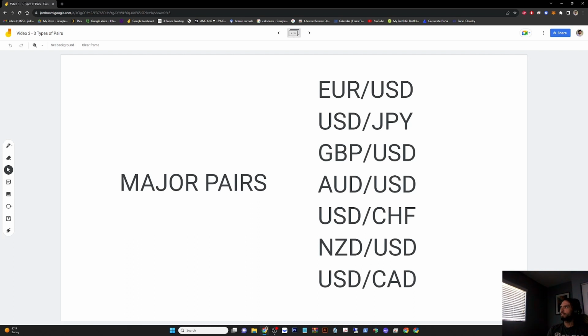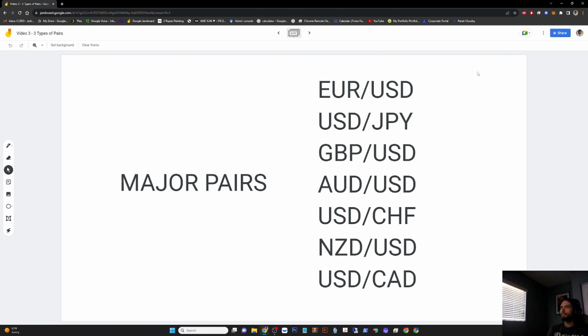The major pairs are 7 pairs. The pairs are Euro USD, many will call it EU, and USD JPY, UJ, GBP USD, GU, AUD USD, AU, and USD CHF, UC, NZD USD, or NU, and USD CAD.